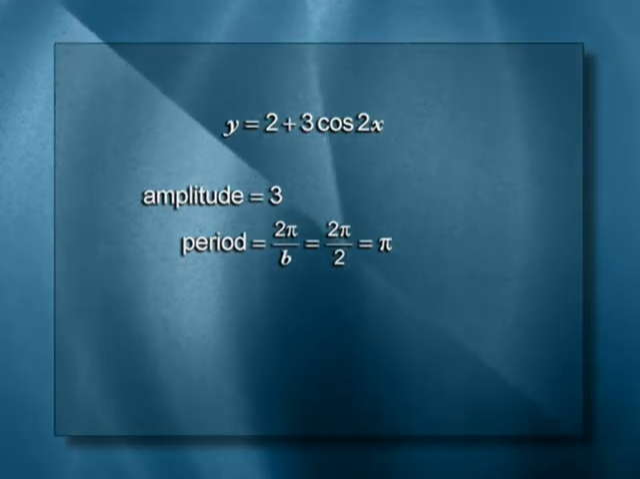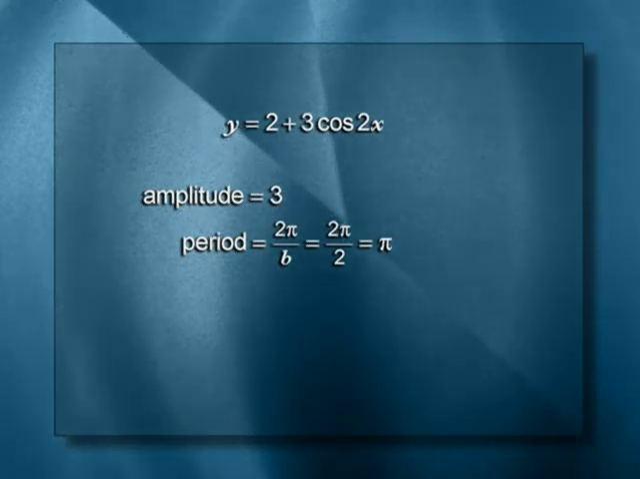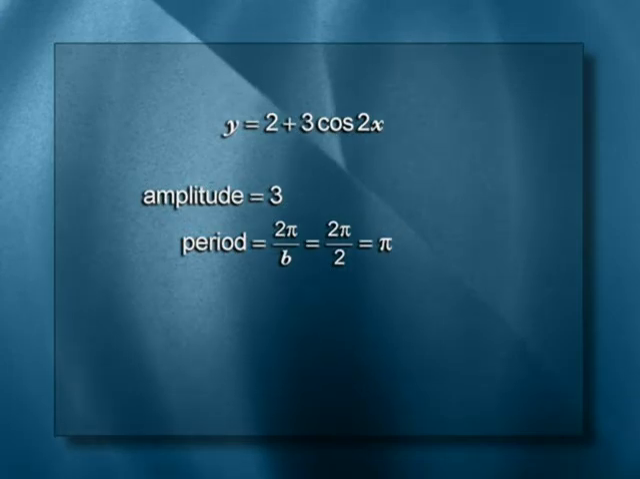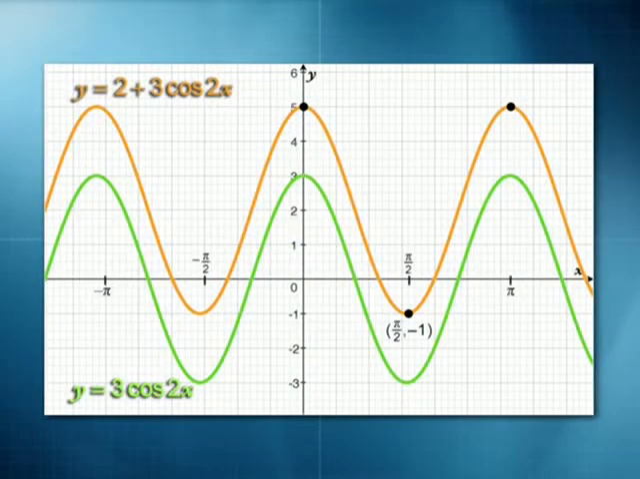Okay, but we do have a 2 in the front, and that means there'll be a vertical shift 2 units upward. Let me show you a picture of both the curve 3 cosine 2x, which I think we're very comfortable with, and then the shift upwards of 2 plus 3 cosine 2x. So we have 2 plus 3 cosine 2x and the original function 3 cosine 2x. Look what's happened.